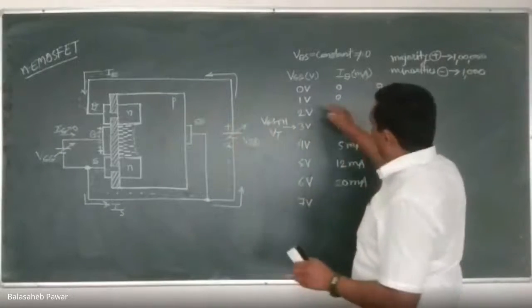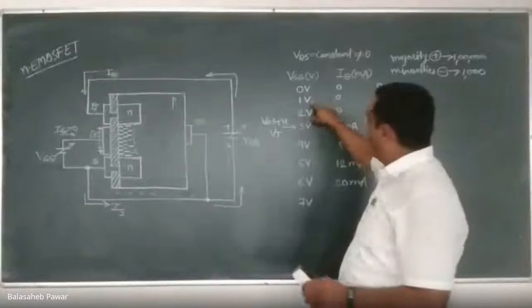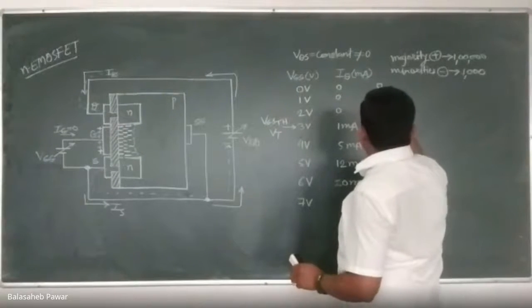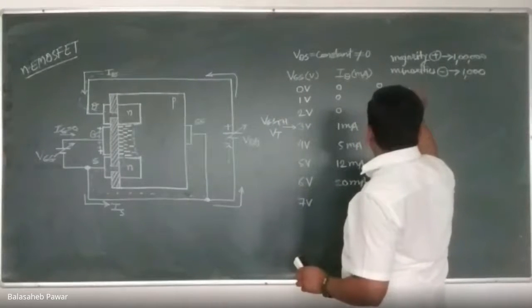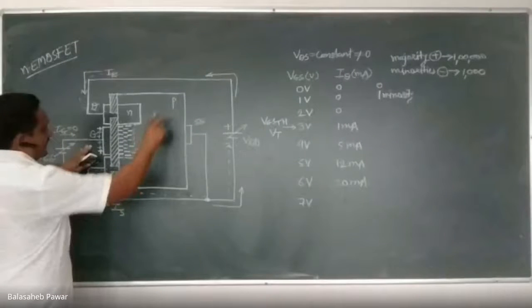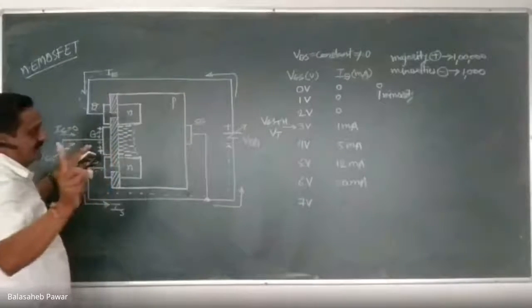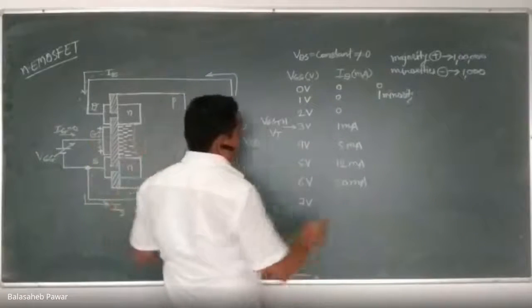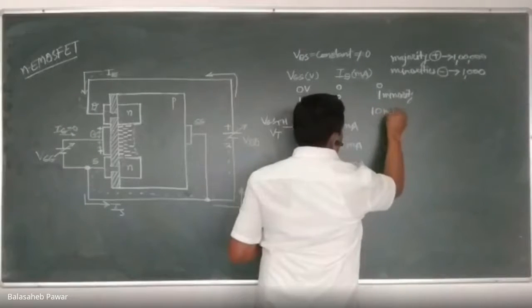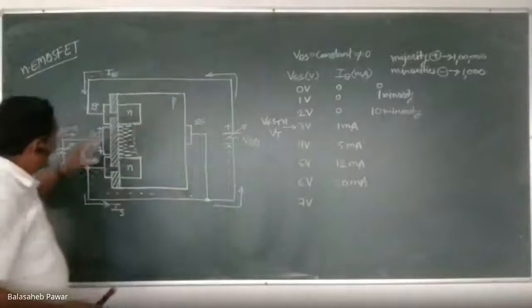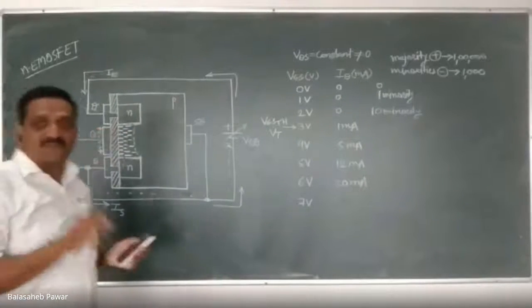If I apply 1 volt, and due to that 1 volt only one minority charge carrier gets attracted, how many minorities get attracted over here? Only 1. By VGS equals 2 volt, if 10 minorities get attracted, agree? But those 10 minority charge carriers are not sufficient to form that thin channel.